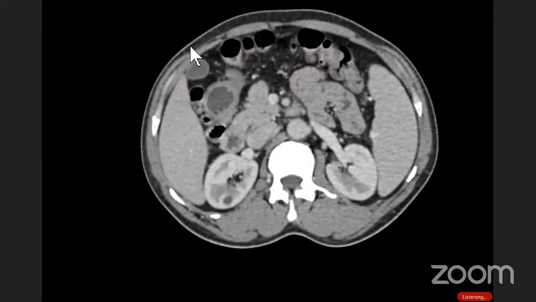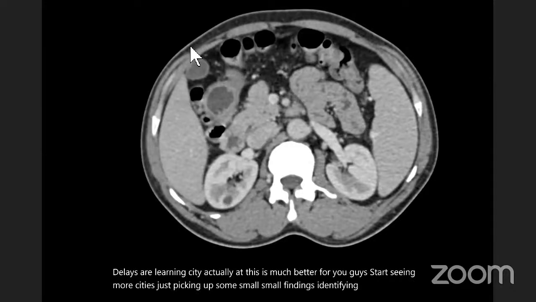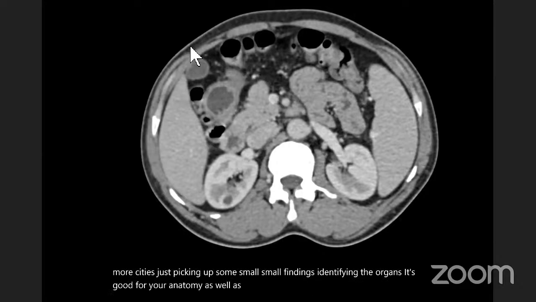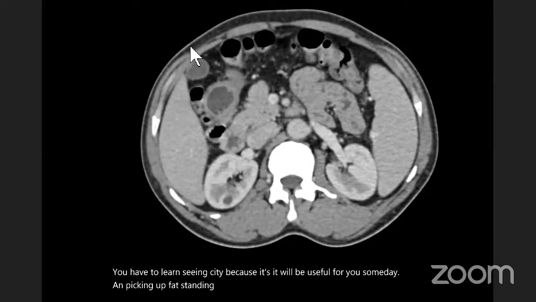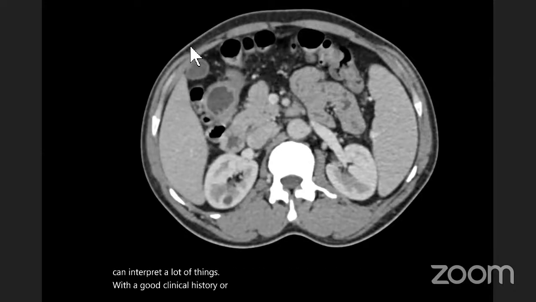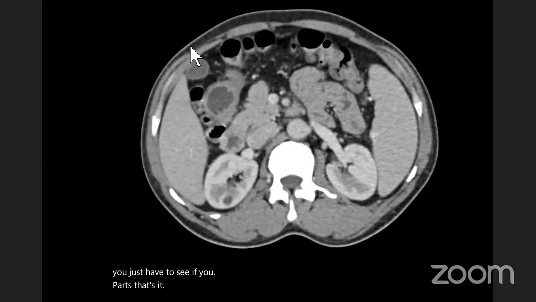So I think we can end the session. It was a nice session, sir. If you are learning CT, this is much better for you guys. Start seeing more CTs, just picking up some small findings, identifying the organs. It's good for your anatomy as well as for seeing pathologies. You have to learn seeing CT because it will be useful for you someday. And picking up fat stranding alone is such a good thing that you can do, and you can interpret a lot of things. With a good clinical history or diagnosis, you don't need much CT knowledge. You just have to see a few parts. That's it. I hope you guys liked it.